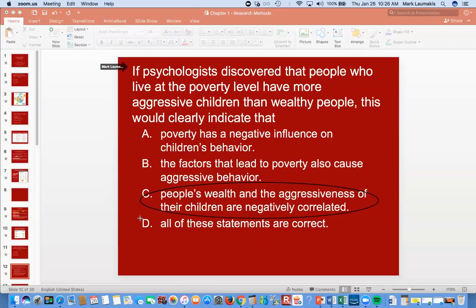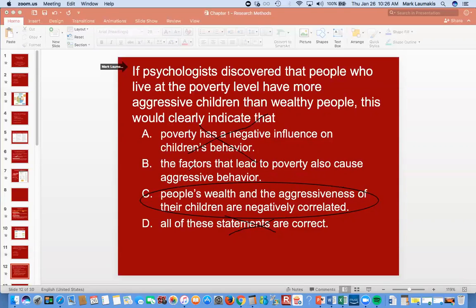Why is it not A? What is A suggesting? Yeah, so it's not cause and effect. Thomas, do you think A is suggesting cause? Yeah, this is suggesting a cause, isn't it? Poverty has a negative influence, so it's not A. If it's not A, it can't be D, right? Because D says it's all of them.